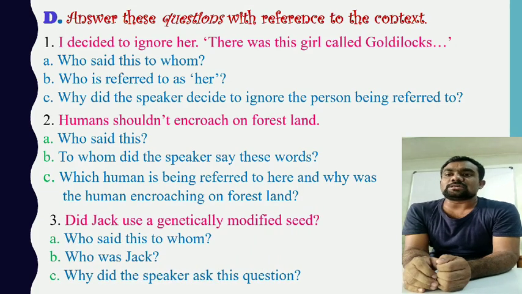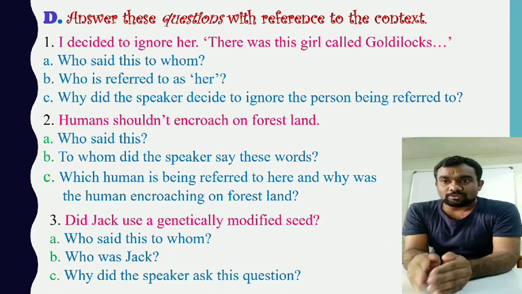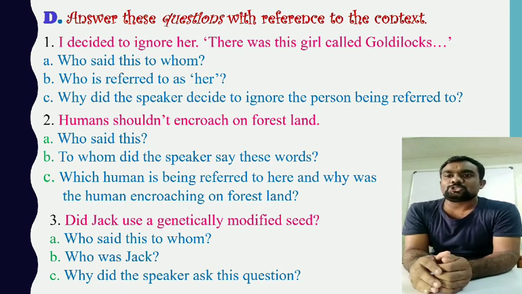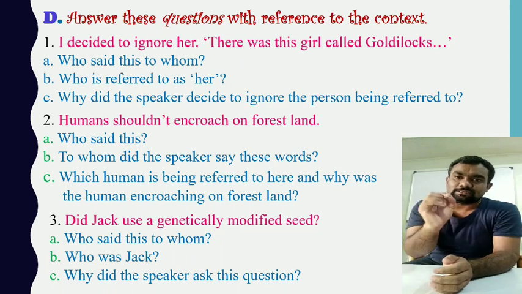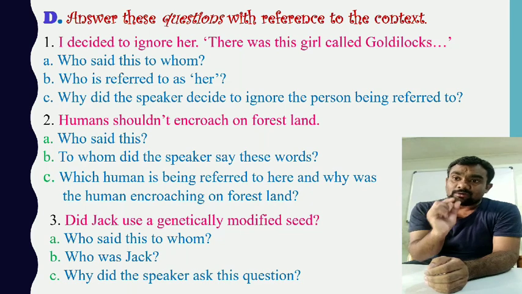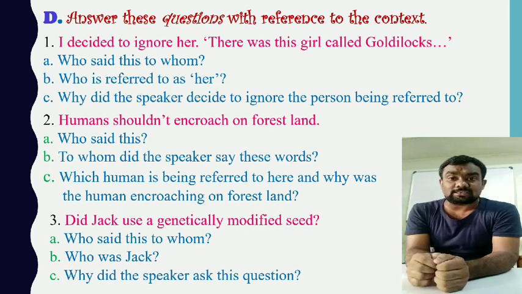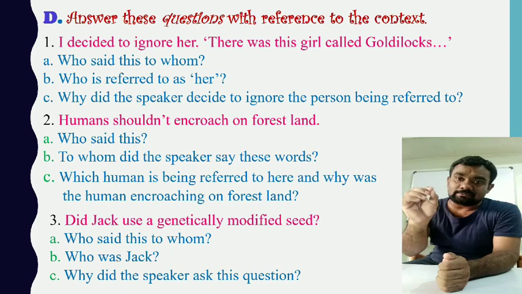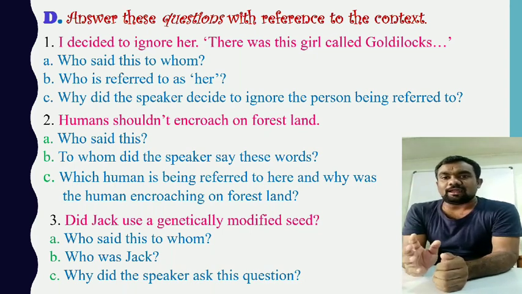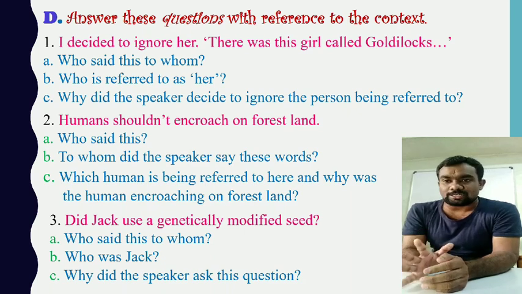Did Jack use a genetically modified seed? Who said this to whom? Here also Janki says it, to the narrator. Who was Jack? Jack is the protagonist, the hero of the story Jack and the Beanstalk. Why did the speaker ask this question? Why did Janki ask whether he used a genetically modified seed? Because in the story the explanation comes that the seed grew into a big plant over the night, within a night. That's why she asked the question like this.